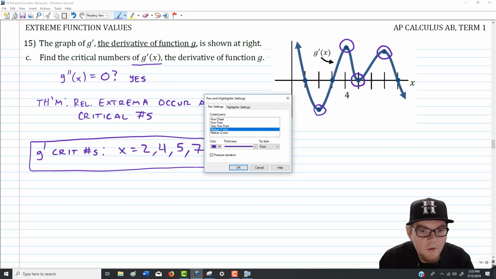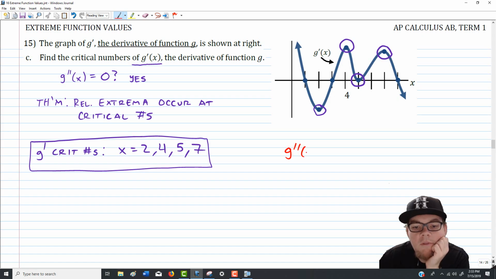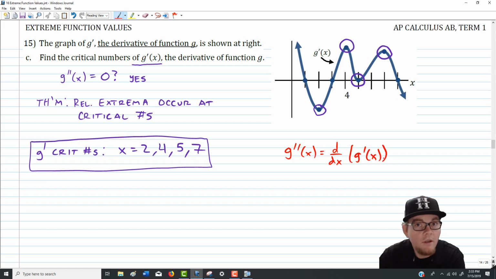So again, this takes a little bit of thinking about, but maybe this would help you figure out why. If we're interested in g double prime of x, that is equal to the derivative with respect to x of g prime of x, right? Would you agree with that? Yeah, I agree too. So that's the same thing as saying the slope of g prime. So now, of course, what we were interested in specifically is figuring out when does this equal 0, correct?